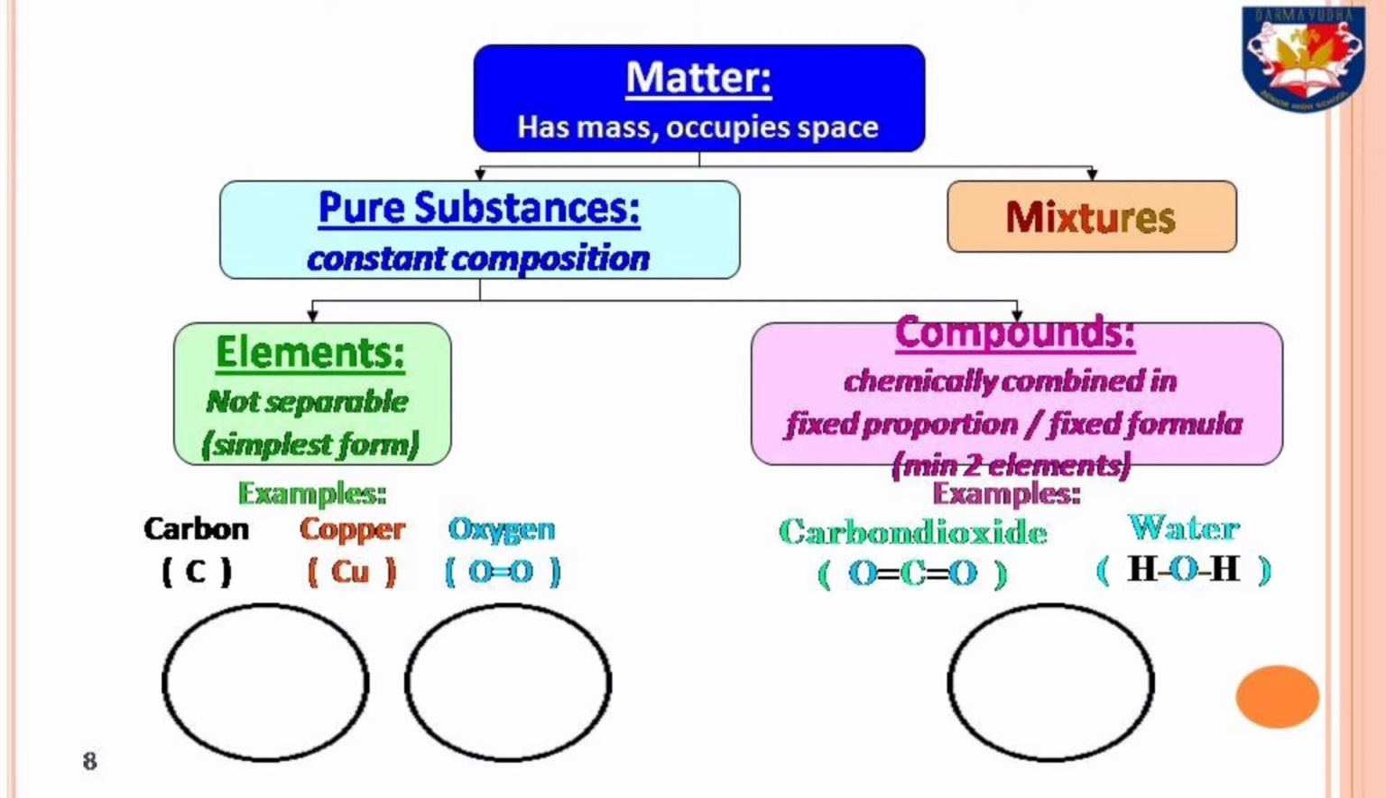The smallest part of matter is the atom. So, matter can be classified into 2 types. The first one is pure substance, the second one is mixture. Pure substance is divided into 2 types. The first one, element, which cannot be separated by any chemical means, and second, compounds, which consist of some elements that chemically combine in fixed proportion. Mixtures are divided into 2 types. They are heterogeneous mixture and homogeneous mixture.